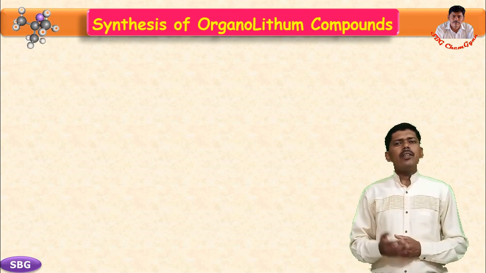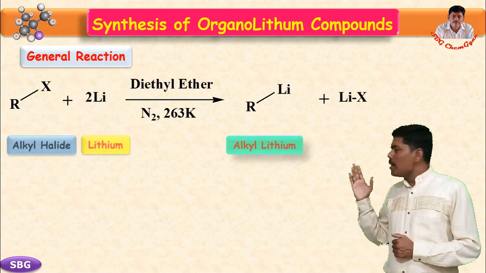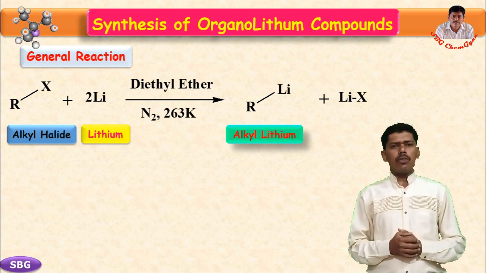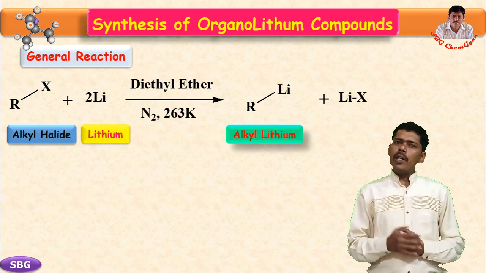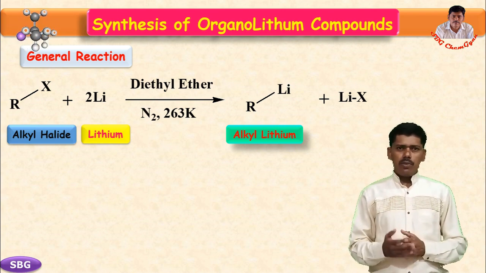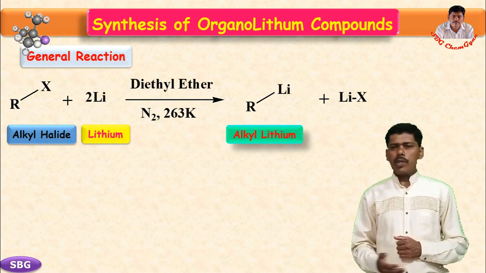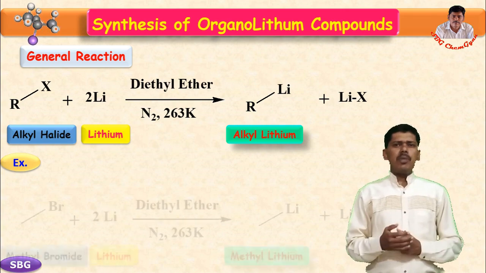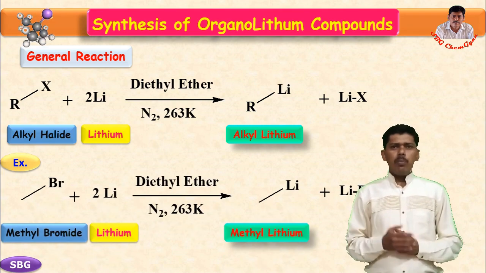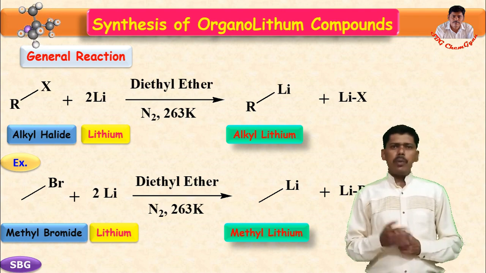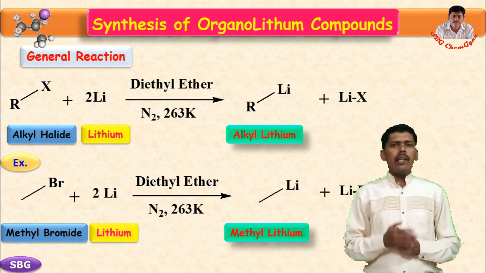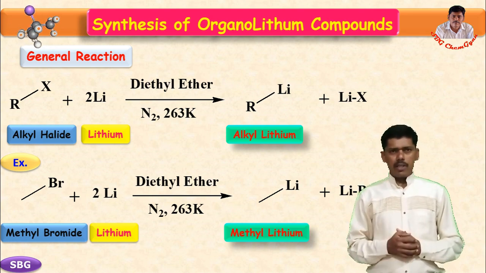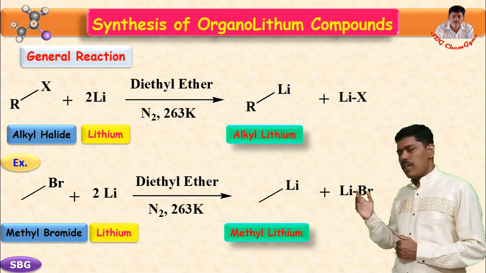In this synthesis, we take a general reaction. When an alkyl halide reacts with metallic lithium in the presence of diethyl ether or tetrahydrofuran or n-hexane at 263 Kelvin temperature, this gives the alkyllithium product, which we can see here. In a specific example, methyllithium can be synthesized by the reaction of methyl bromide with metallic lithium in diethyl ether in an inert atmosphere of nitrogen or helium at 263 Kelvin. Here we can see this reaction.